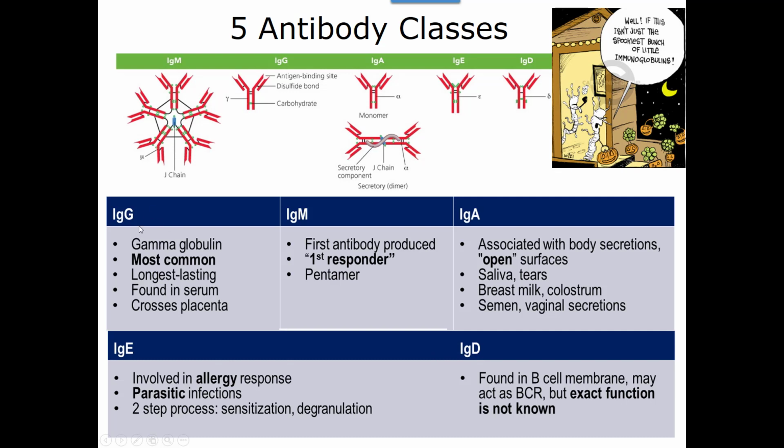Your immunoglobulin or antibody G is the most common one. If we draw your blood right now and look for what antibodies are circulating around in your body, the most common one is going to be your immunoglobulin G.